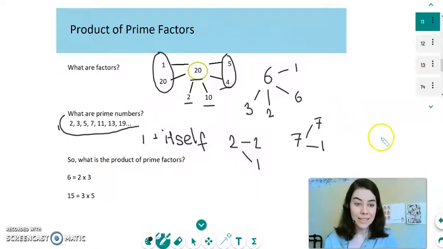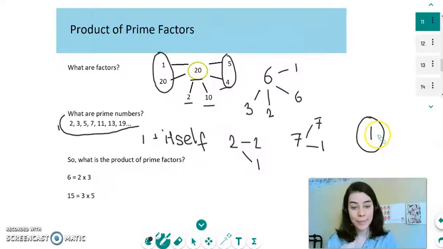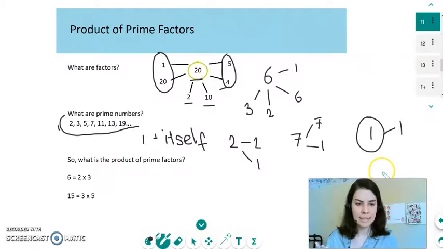Now, we have an exception to this, a very unique number, and that is the number 1. The reason it's not a prime number, even though it kind of looks like it should be, is because it can only be divided by 1. That means it's divisible by 1 and itself, but they're the same thing. So it only has 1 factor. That makes it not a prime number, but it does make it a very interesting case.